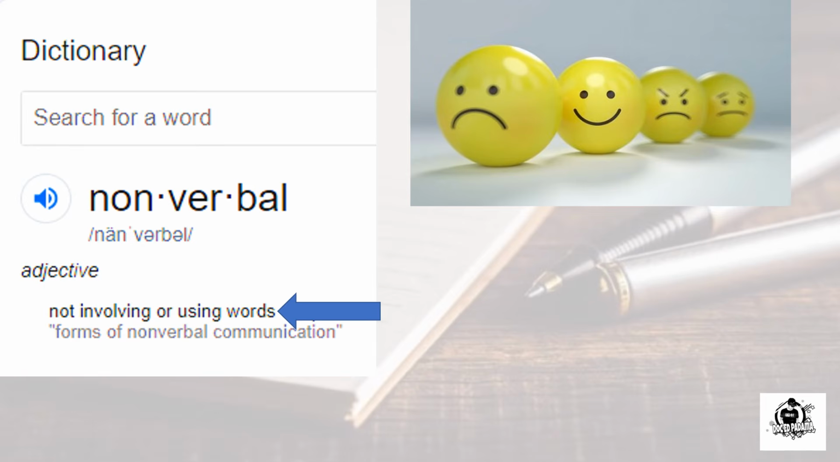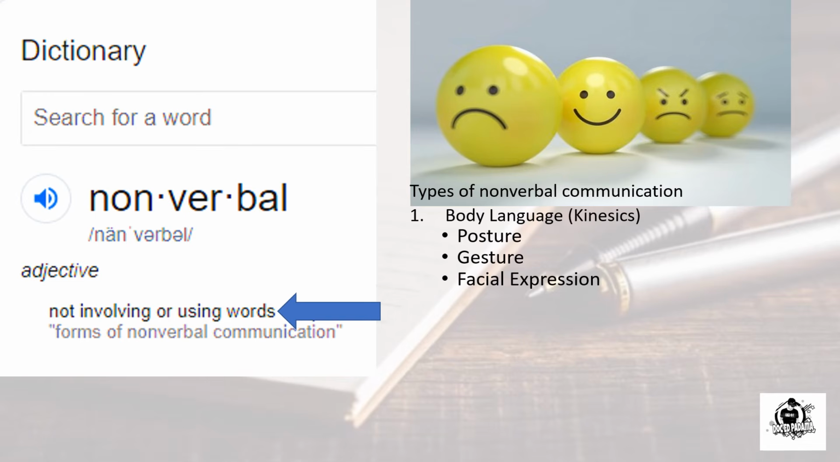Going on deeper on the different types of nonverbal communication, we have number 1, body language, and the scientific name is kinesics. So this refers to posture, gesture, and facial expression. So what is posture? Posture is the position and bearing of your body. Again, posture is the position and bearing of your body. So posture refers to the way you stand, the way you sit, the way you walk, and the way you run. Bearing refers to the location of your body.